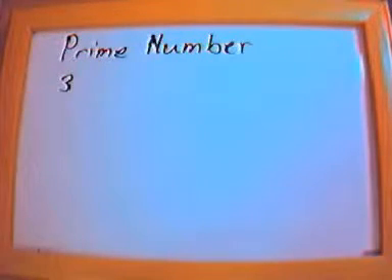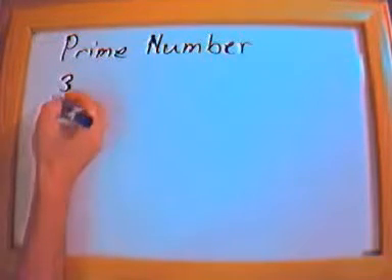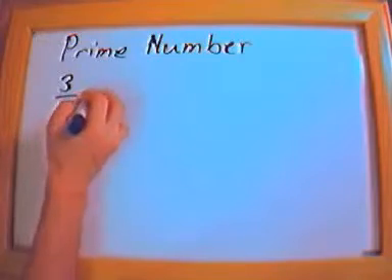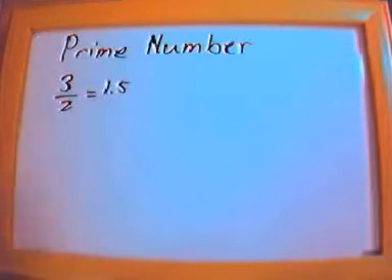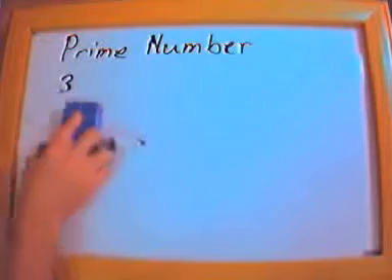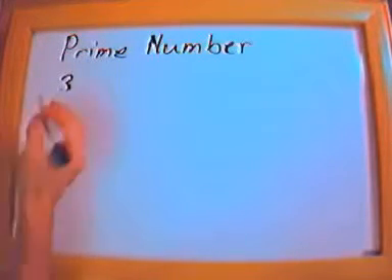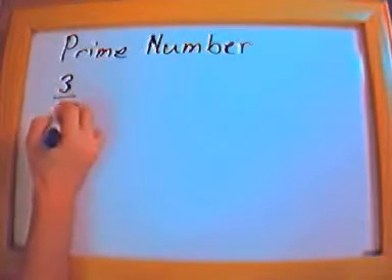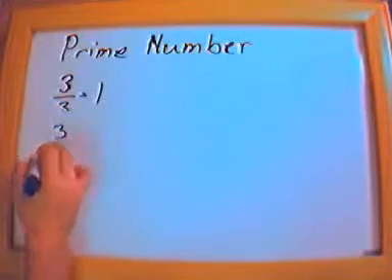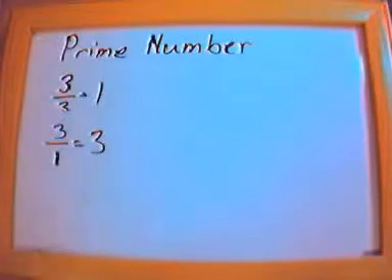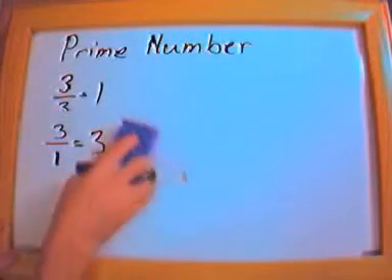3. The number 3 can only be divisible by itself, 3, and 1, and those are the only two numbers that can be divided into 3 to give you a whole number. If you divide 3 by 2, you get 1.5, so it's not divisible by 2 equally. You can't divide it by 5, you can't divide it by 7, you can't divide it by anything. But if you divide 3 by itself, you get a whole number, and if you divide 3 by 1, you get 3, which is also a whole number. So if it's only divisible by itself and 1, it's called a prime number.